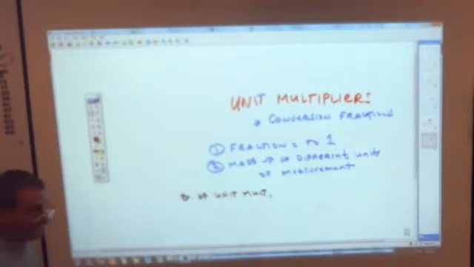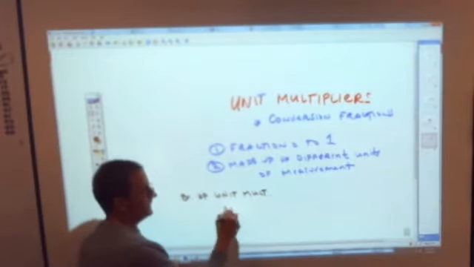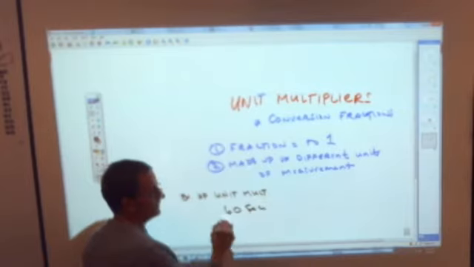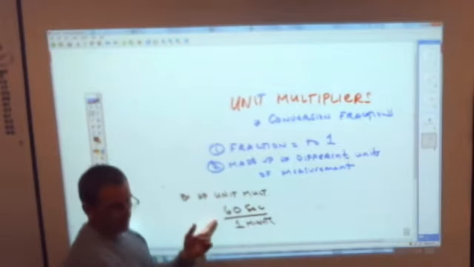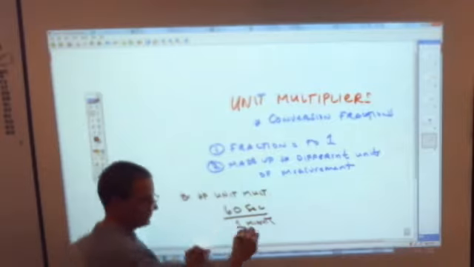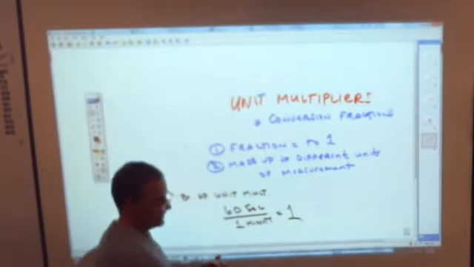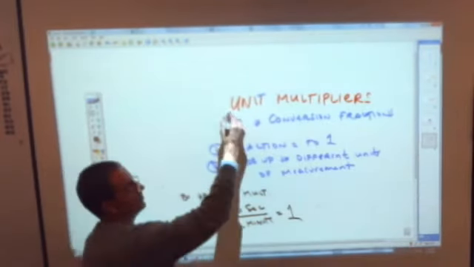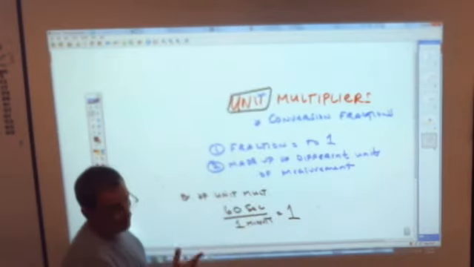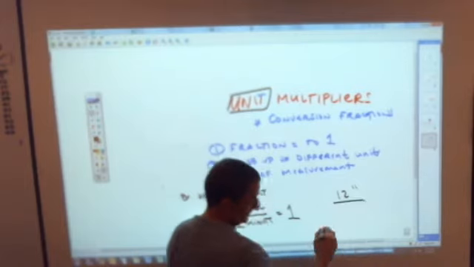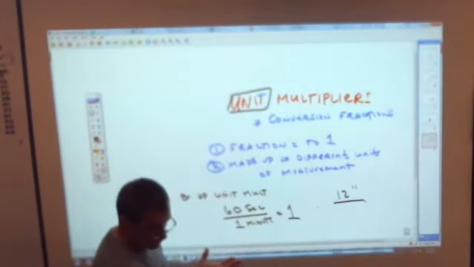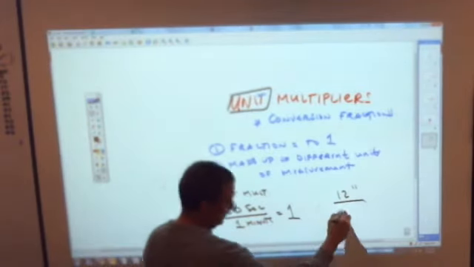For example, I'm going to throw this at you. 60 seconds is the same as 1 minute. They are the same thing, right? You sit for 60 seconds, you sit for a minute, it's the same measurement over the same measurement. That fraction actually equals 1. That's why it's called a unit measurement. We call it 12 inches is the same thing as, using different units of measurement, 1 foot.